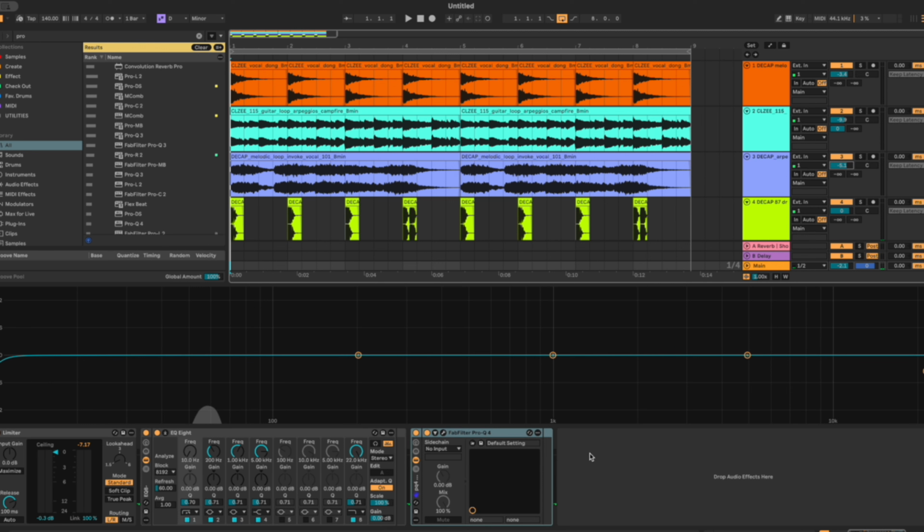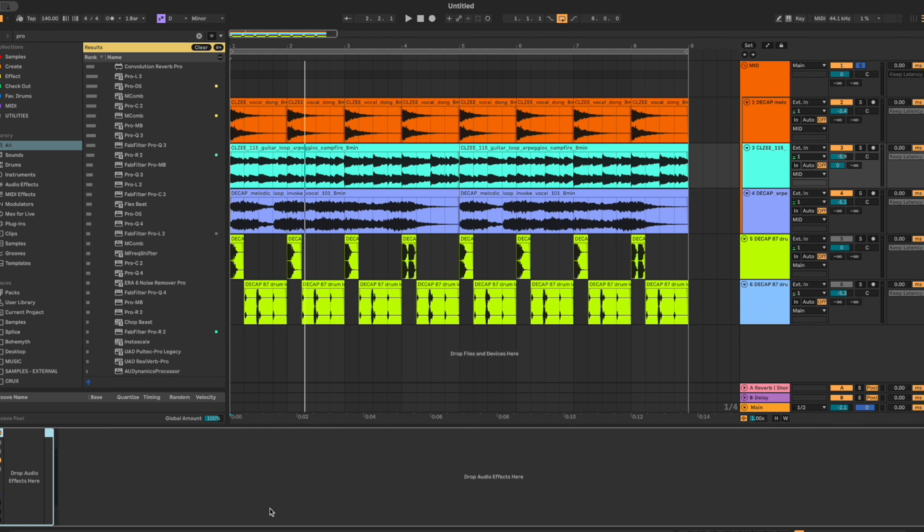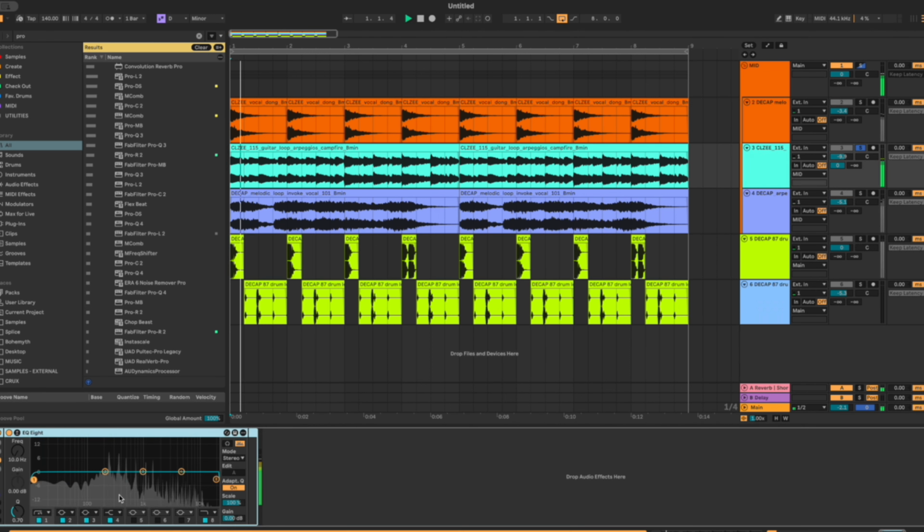So what we're going to do, before we even pan, is start using some mid-side EQing to carve out some of the frequencies that we don't need that might be sitting in the way of the other tracks. So I'm going to grab an EQ8. And I'm going to go left and right. So it's going to either chop out what's on the left or the right. Now it's going to be the left right here.